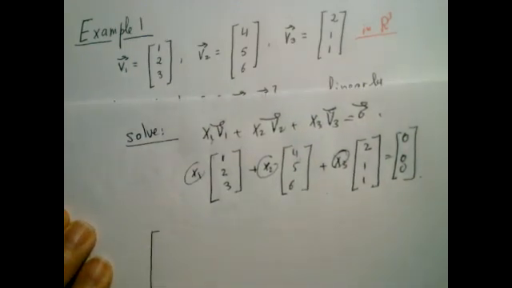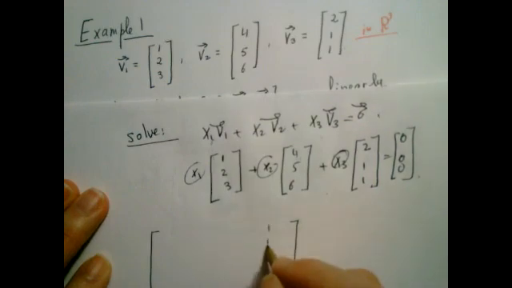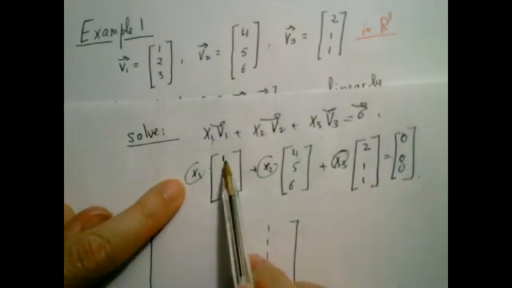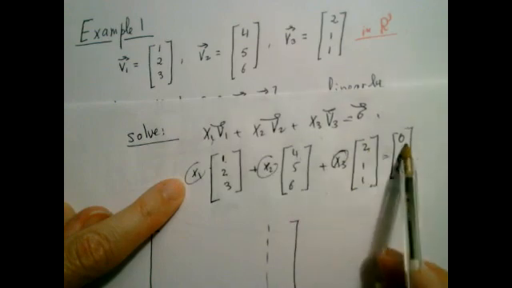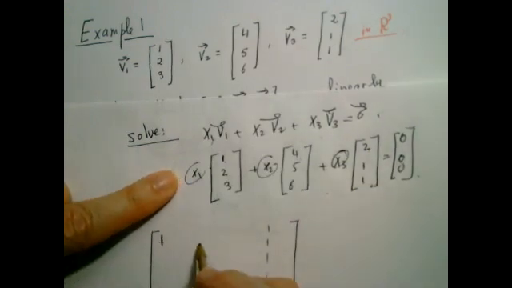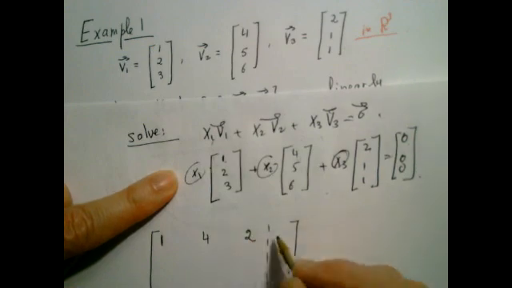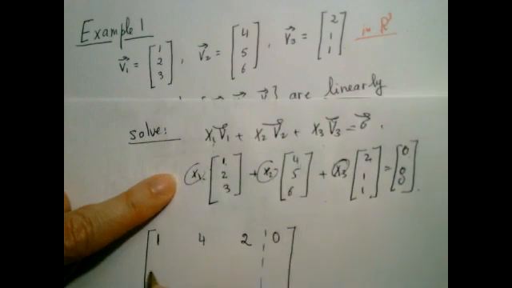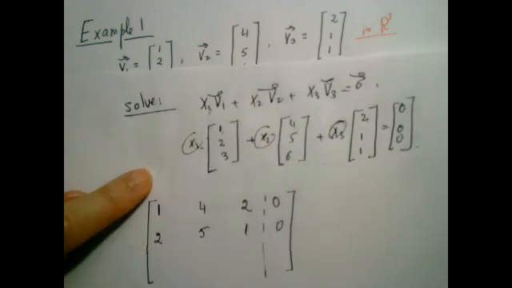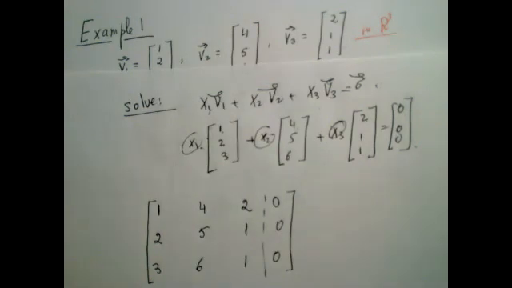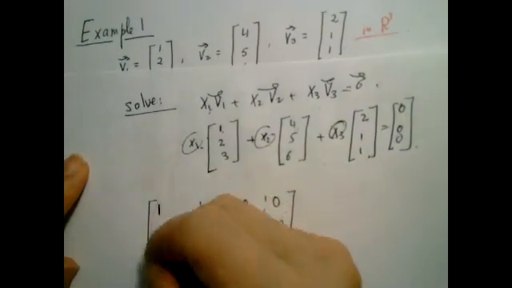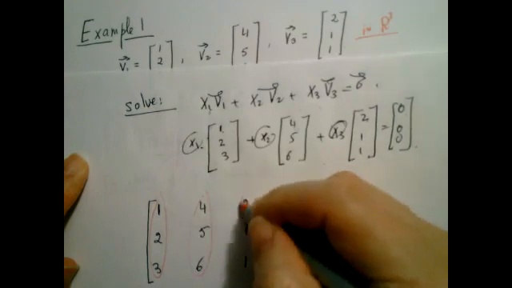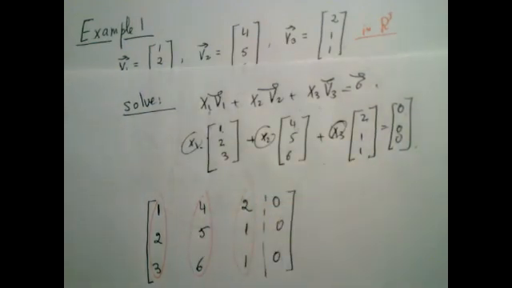But solving this, as we've done several times, boils down to solving the following system. x1 plus 4x2 plus 2x3 equal to 0. That's the first entry. 2x1 plus 5x2 plus x3 equal to 0. And 3x1 plus 6x2 plus x3 equal to 0. As you've noticed, this column is the vector v1, this is v2 and this is v3. So we need to solve the system.